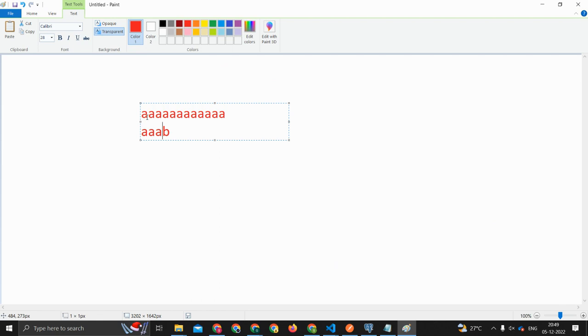Since it's left to right only, A and A compare, A and A compare, A and A compare, then A and B you are comparing, it's not matching. So you move by one position. Again, A and A compare, A and A compare, A and A compare, and then A and B compare. We're talking about the pointer, right? You're coming back left and then you're moving. Correct, correct. So it's left to right.